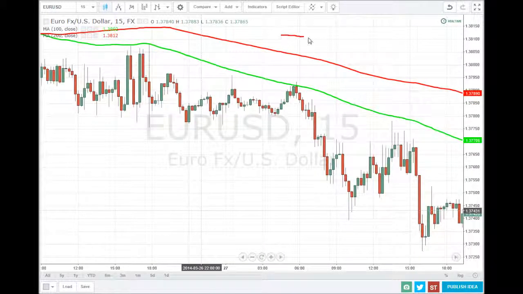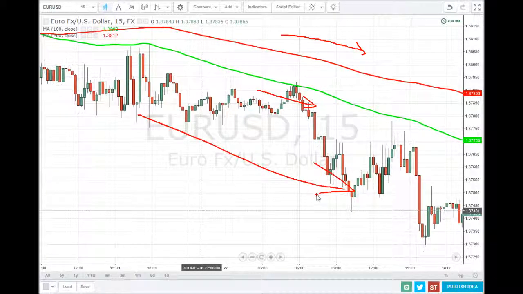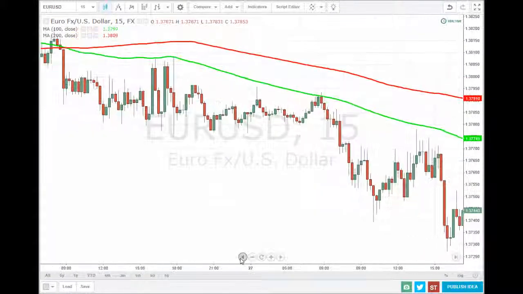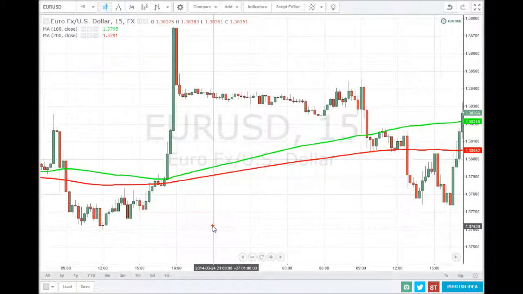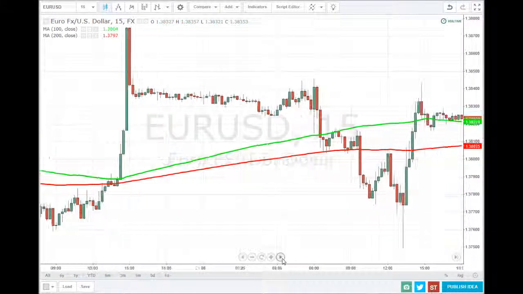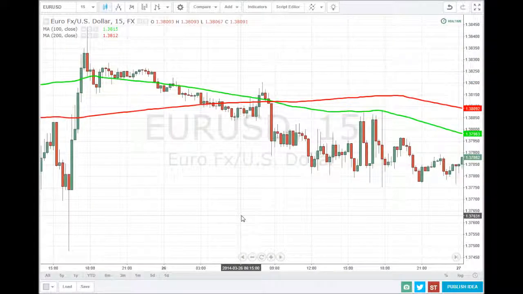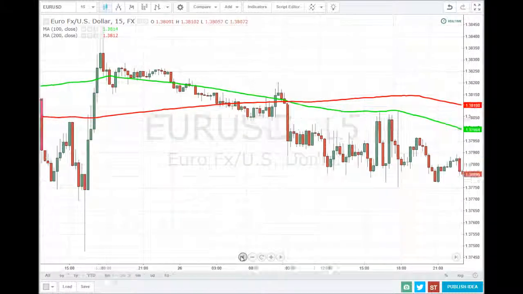If our red moving average or slower moving average is above the green or faster moving average, this is a signal that price could downtrend or is downtrending. If the green moving average is above the red, that can act as a signal that there is bullish momentum, that price is uptrending. Now when these moving averages cross, that can act as a signal of price direction changing.